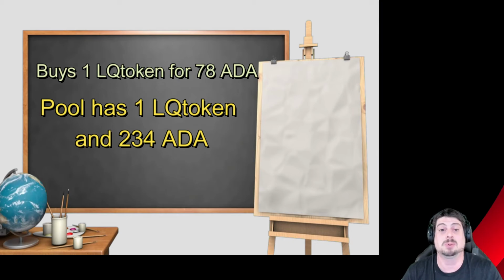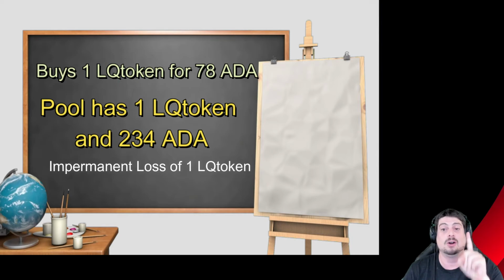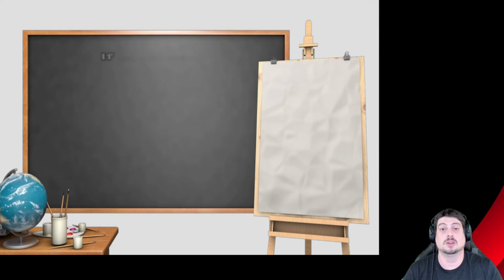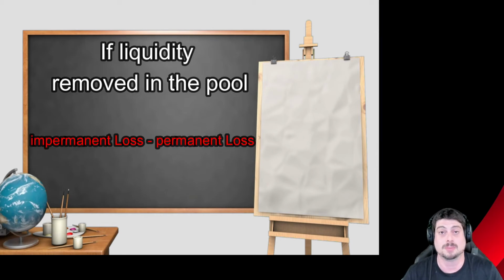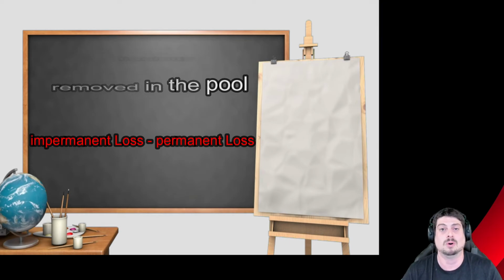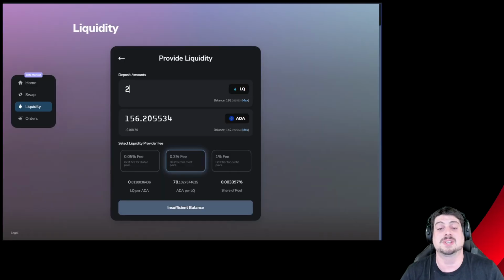And as a liquidity provider, you now have an impermanent loss of one LQ token while the pool is off balance. If you removed your liquidity from the pool right now, your impermanent loss would become a permanent loss, as you would be realizing that loss and only be able to remove one LQ token from the pool. The only way to get it back is in hopes that somebody sells one LQ token back to the pool and removes that ADA to get you back to parity and at the ratio you were when you began.